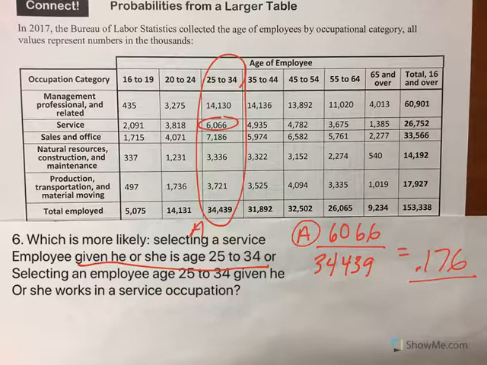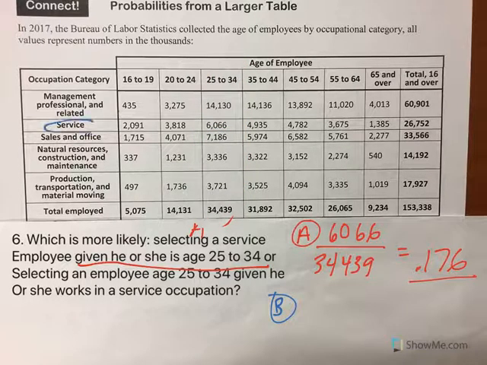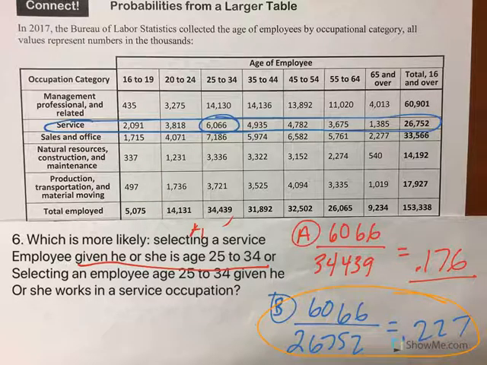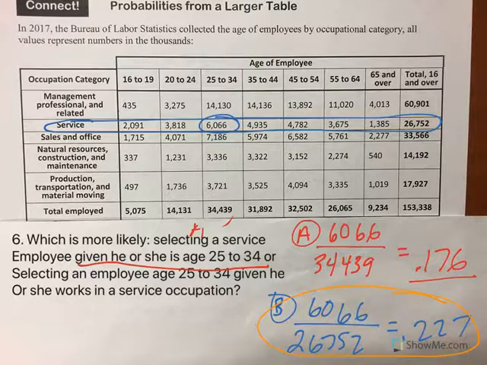Okay. Option B. Selecting an employee who's 25 to 34, given he or she works in service. So now we're going this direction. So my denominator is 26,752. And we're still looking up 25 to 34. So we still have this 6,066, which gives me 0.227. So the question is, which is more likely? Option B, selecting an employee age 25 to 34 given he or she works in a service occupation. And that is it. That given or if, that's the key. You got to make sure you're paying attention to that. That tells you what goes on the denominator.